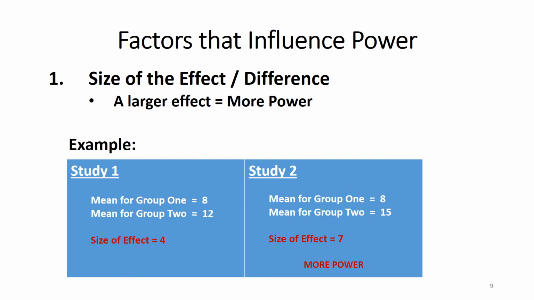Which one of these studies would you have more confidence in making that proclamation? I think most of us would agree it's study two. Why? Because we saw a bigger difference between the two groups. We're not saying it's exactly 7, but we're saying there's a better likelihood in study two that there's some sort of difference going on between the two groups overall. Thus, we have more power. Let's move on to the next step.